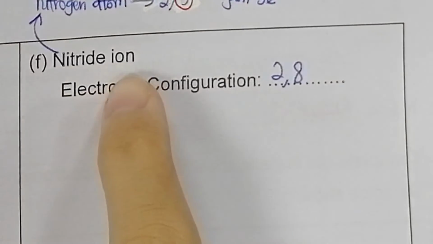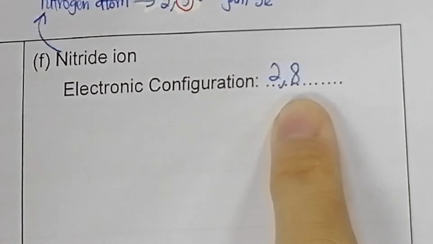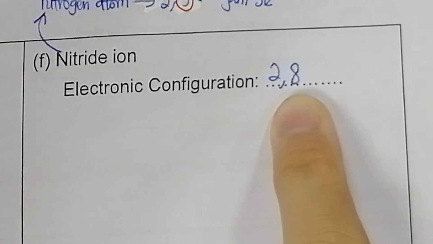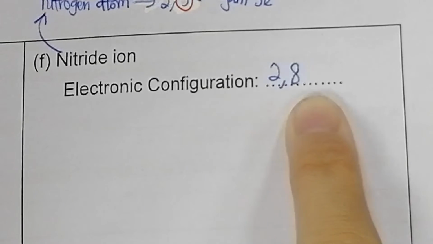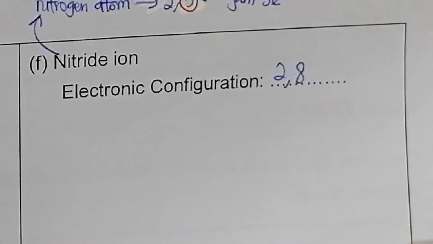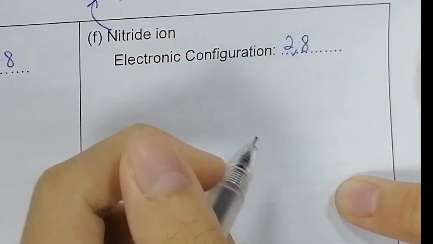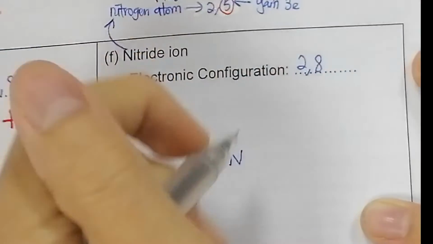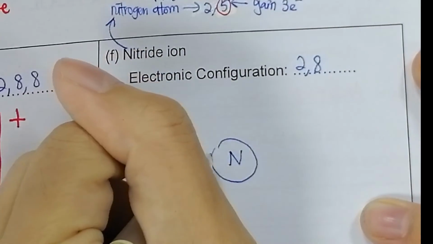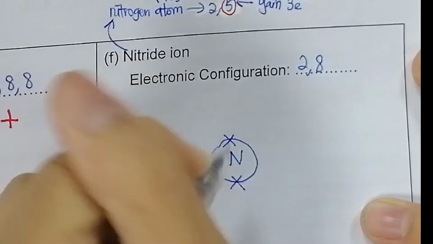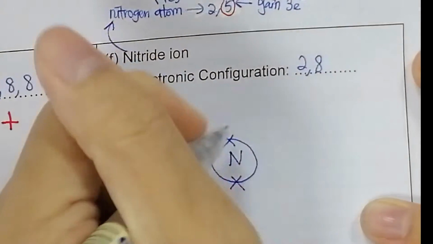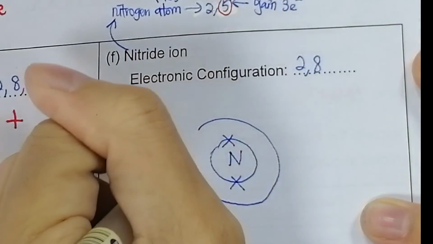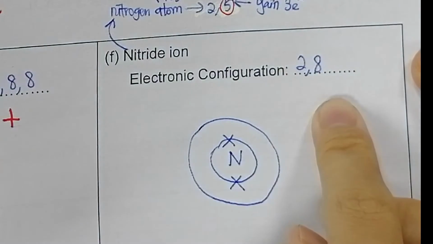Alright, so for an ion, we always look for a fully filled outermost electron shell. So in this case, 2, 8, that's what we're looking for. So I can start to draw nitrogen in the center. First shell, I'll have 2 electrons as shown here. Second shell, I will have 8 electrons.